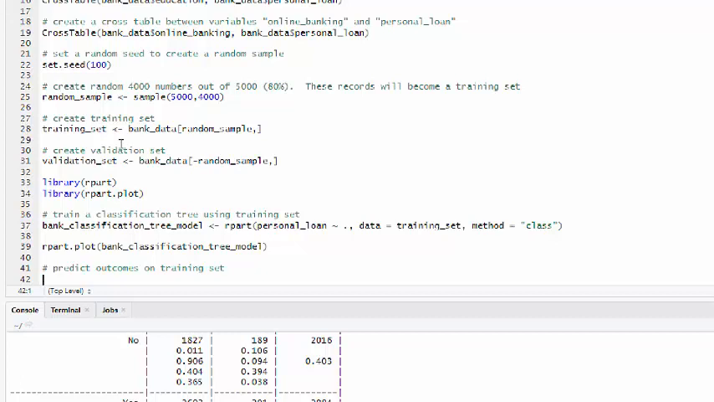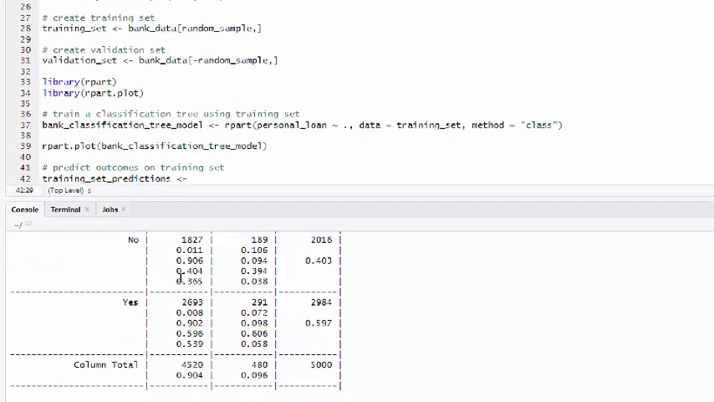Which function do we use to predict the yes-no? Function predict, right? I told you that whenever we build a model, we always use the function predict. So how should I call this beautiful variable? Let's call it training set predictions, because that's what it is. Training underscore set underscore predictions, okay? And I'm using the function predict.